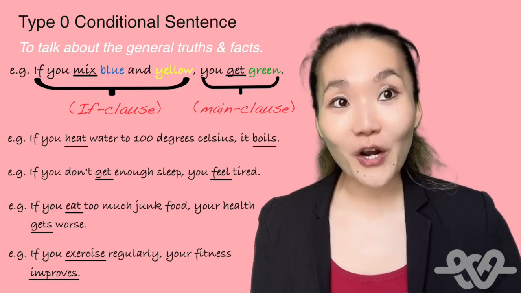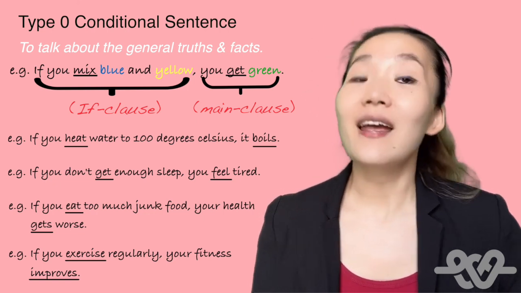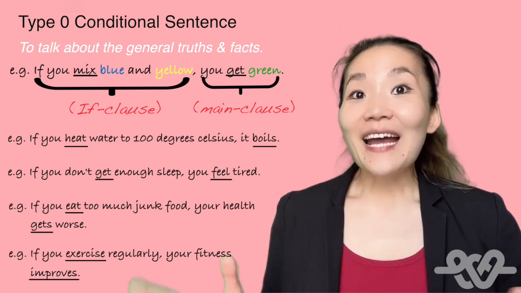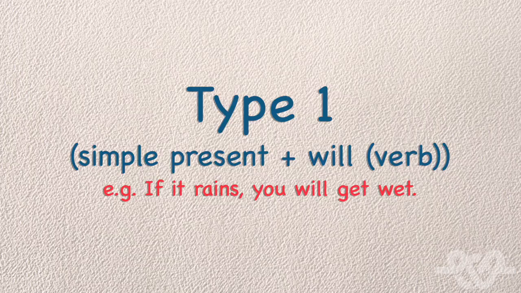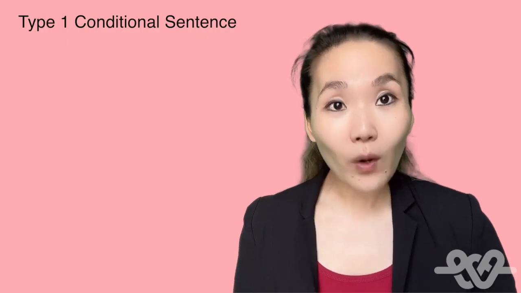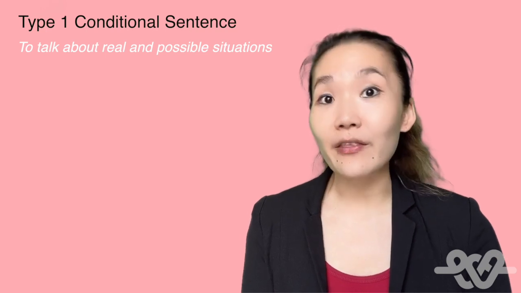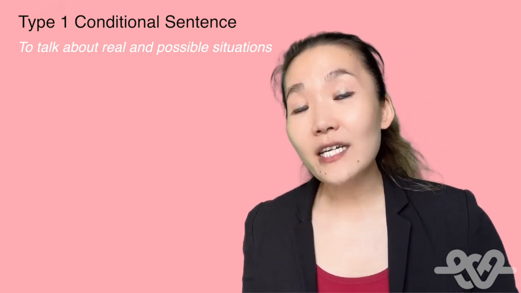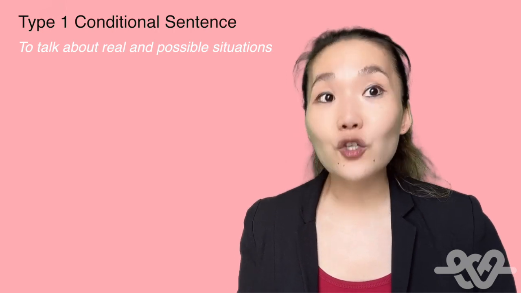They're used to talk about situations that consistently happen or a fact that is universally true. Now let's move on to type 1 conditional sentence. We use type 1 conditional sentence for real and possible situations in the future where the condition is likely to happen and the result is a potential outcome.